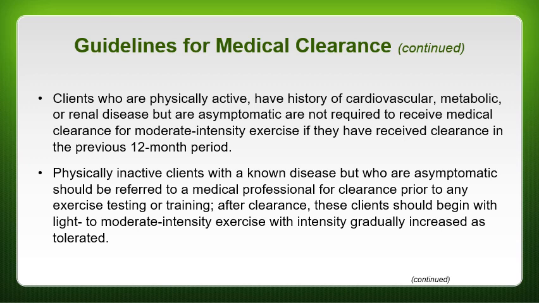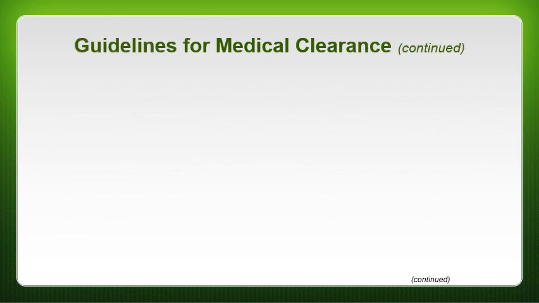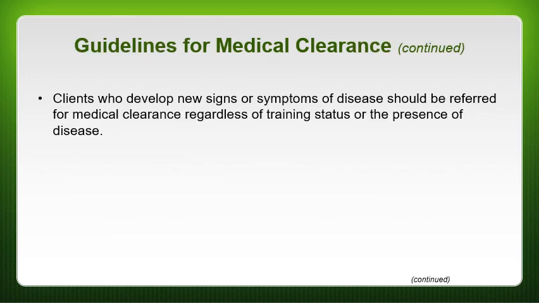So physically inactive clients with a known disease but who are asymptomatic should be referred to a medical professional for clearance prior to any exercise testing or training. After clearance, these individuals should begin with light to moderate intensity exercise. And for these special populations, we're going to define what we would consider light, moderate, and vigorous intensity exercise as we go through the discussion. Clients who develop new signs and symptoms should be referred for medical clearance regardless of training status or the presence of disease.